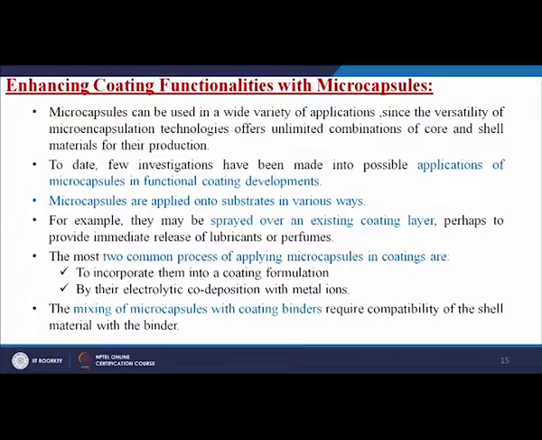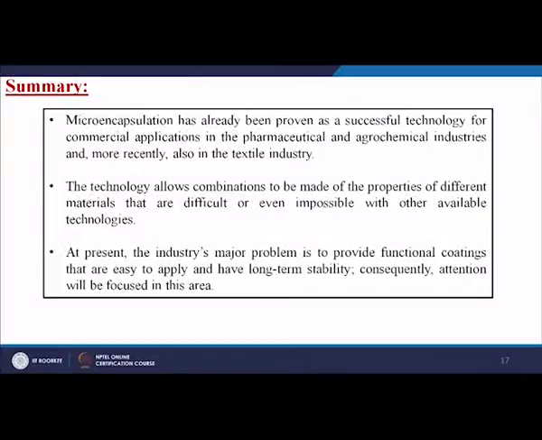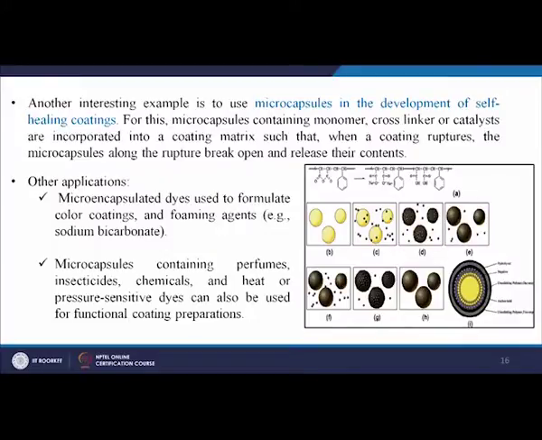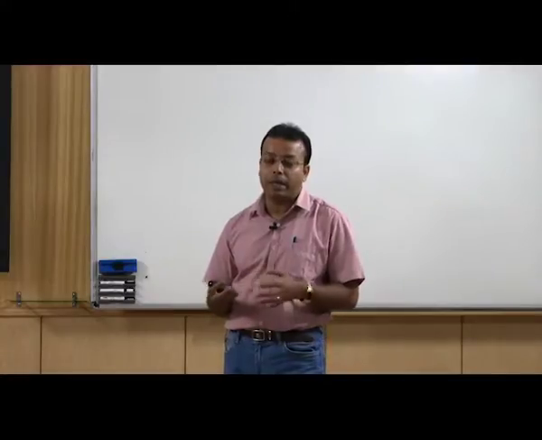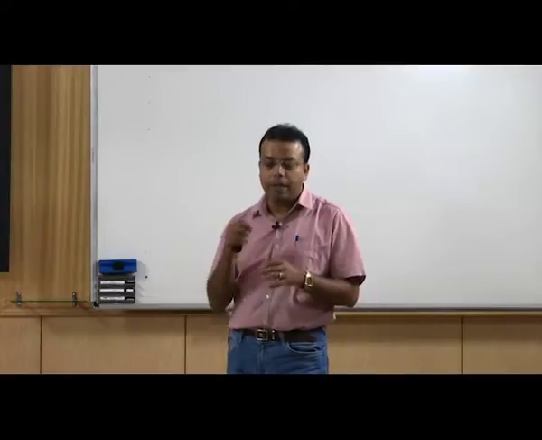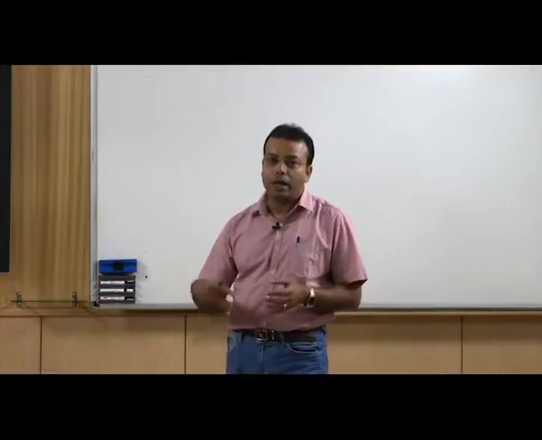Another interesting example is to use the microcapsule in the development of self-healing coatings. For this, microcapsules containing monomer, cross-linker or catalyst are incorporated into a coating matrix such that when a coating ruptures, the microcapsules also rupture, break open and release their contents. The best example of that is a punctureless tire. If there is any puncture, that material will automatically come and heal it, so the tire will not lose air pressure and it can work perfectly fine.